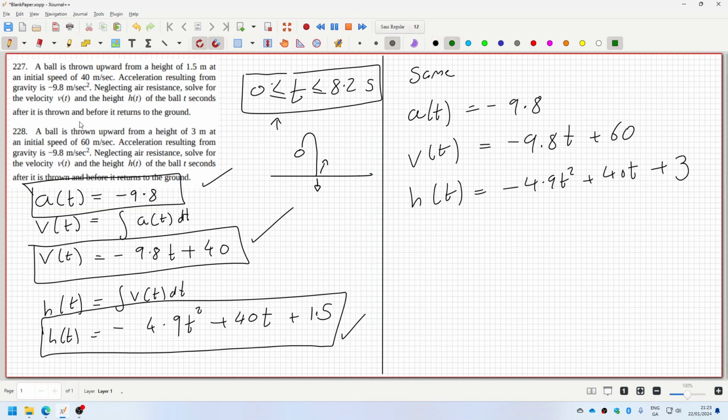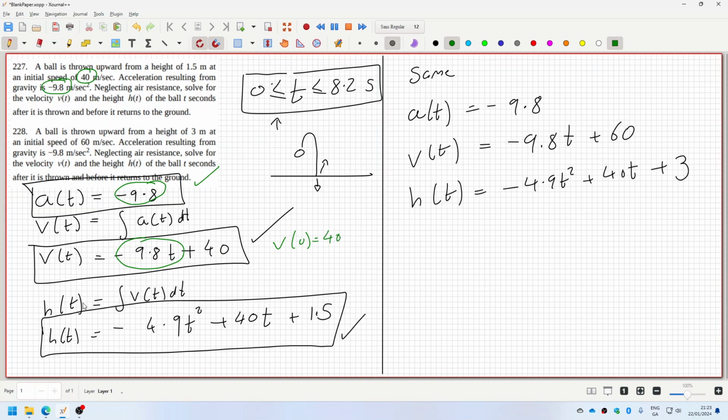So what I did was in 227, the acceleration is minus 9.8. So I just said the acceleration is minus 9.8. And then I used the integration formula that velocity is the integration of acceleration. So if you integrate minus 9.8, you get minus 9.8t plus a constant of integration. The constant of integration is to make sure that when the time is 0, we get 40. So the constant has to be 40 because this guarantees that v0 is 40.